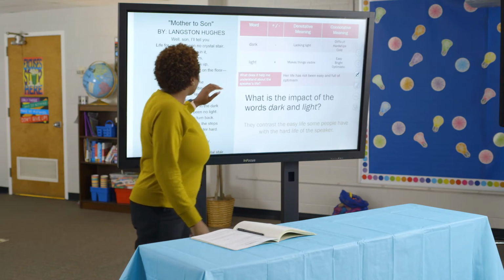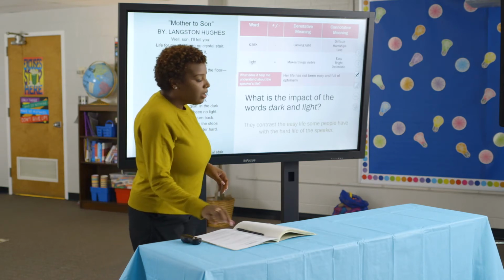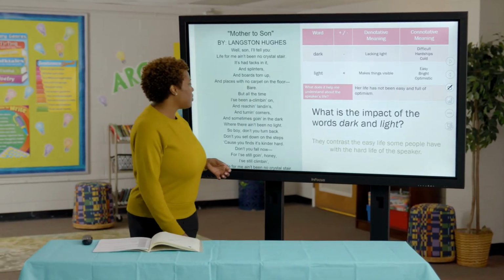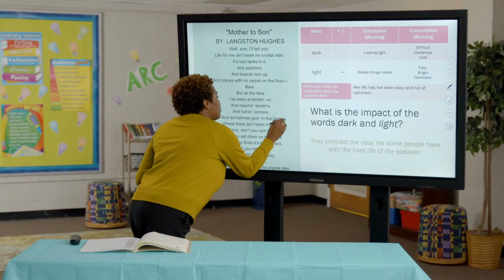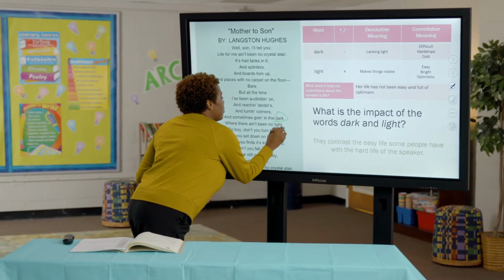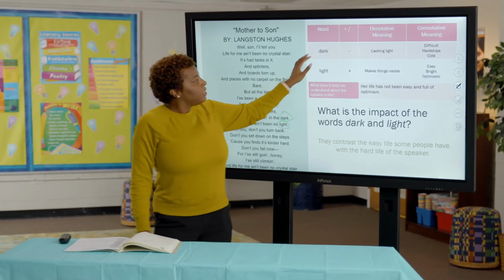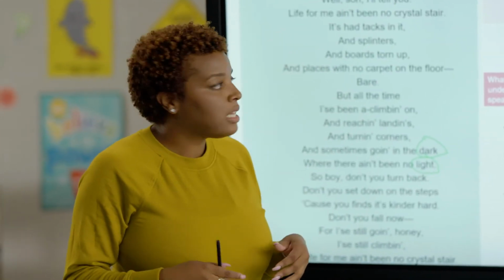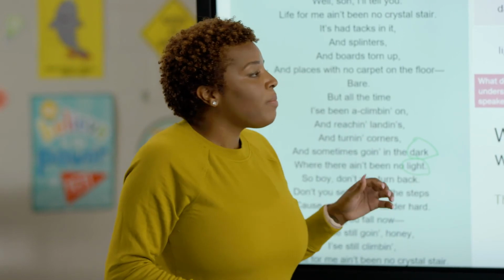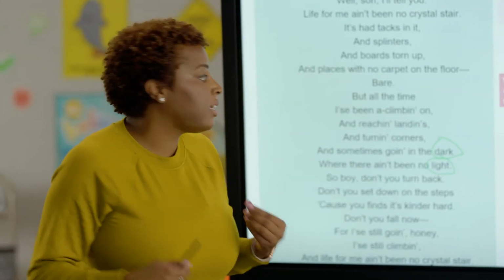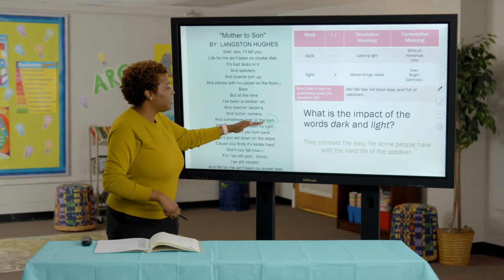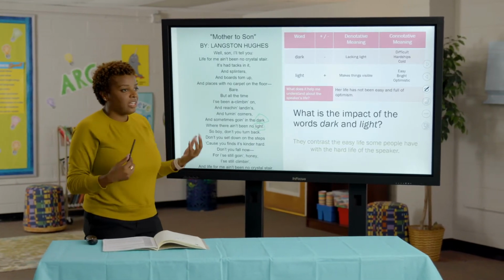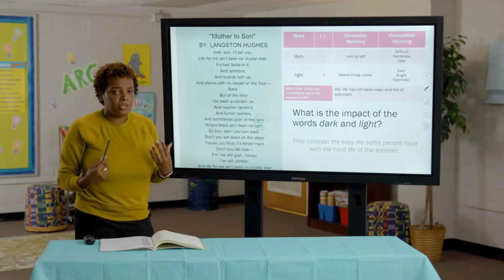All right, so here we know that when the author uses the word dark, it has a negative connotation. So I'm going to circle the word dark, and then I'm also going to circle the word light. In the text, dark has a negative connotation, and the denotative meaning is just lacking light. However, when I think about the connotative meaning and the feeling that I get when it says, and sometimes going in the dark, I know that it has a negative connotation. I don't like to be alone in the dark.